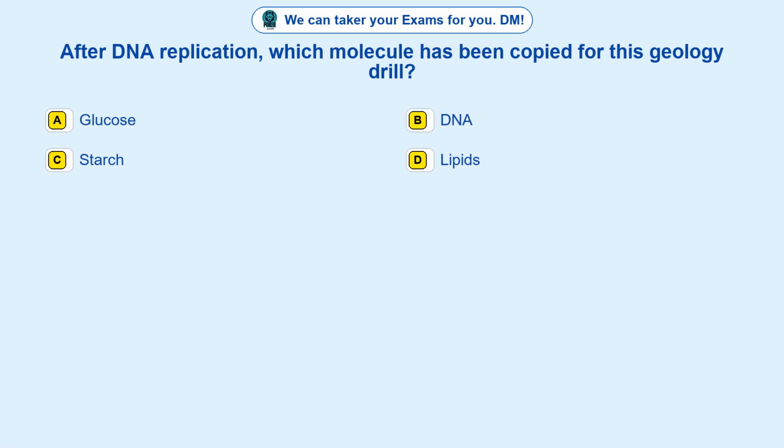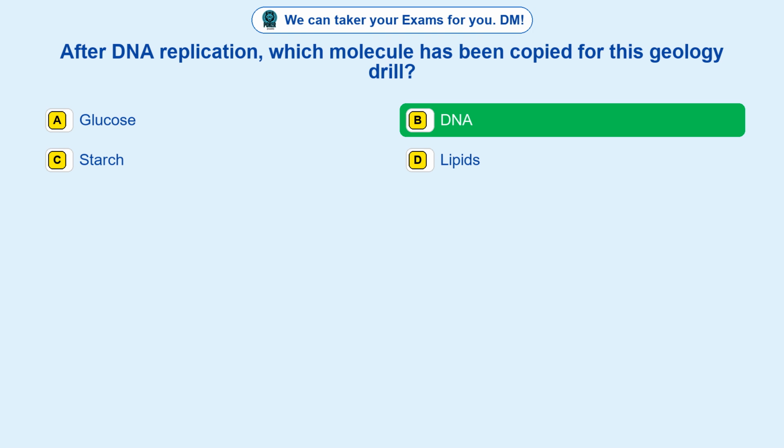Question 3. After DNA replication, which molecule has been copied for this geology drill? Option A, glucose. Option B, DNA. Option C, starch. Option D, lipids. The correct answer is option B, DNA.